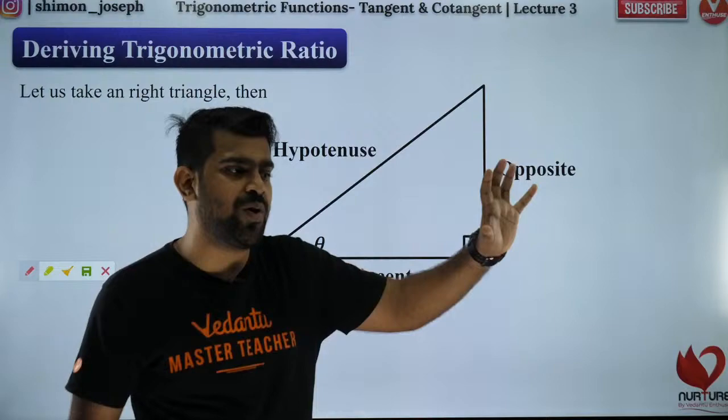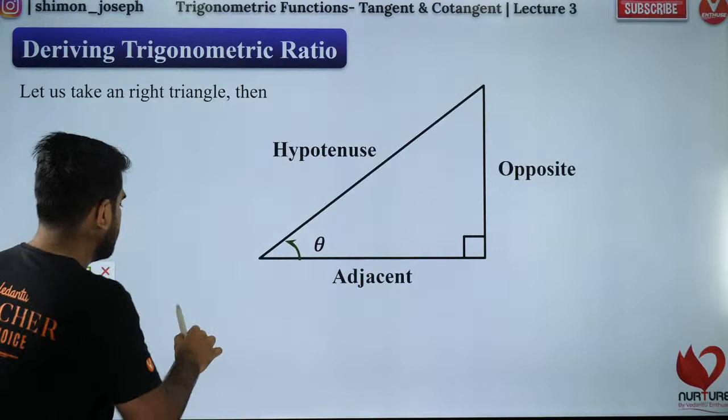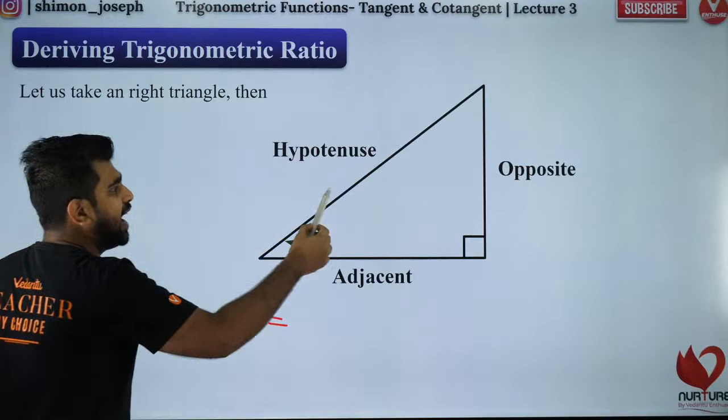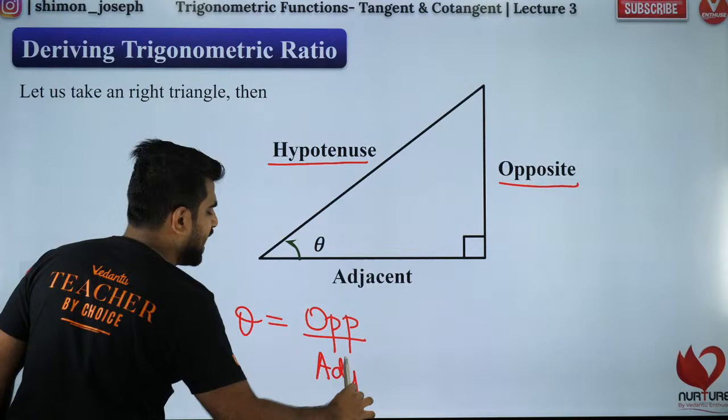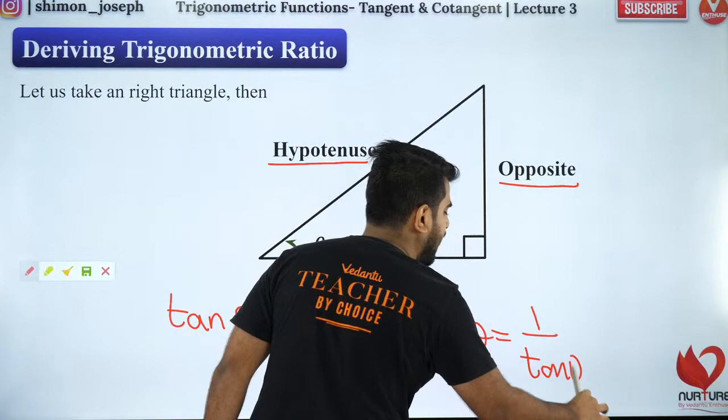Okay, so people, what is tan theta? So tan theta is also a trigonometric function just like sine and cos. Sine theta is opposite by hypotenuse. Tan theta is gonna be opposite by adjacent. That is your tan theta. And cot theta, my dear boys and girls, is nothing but the reciprocal of tan theta. It is nothing but adjacent by opposite. Are you all cool with it?